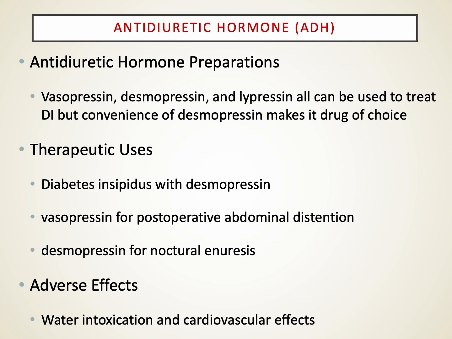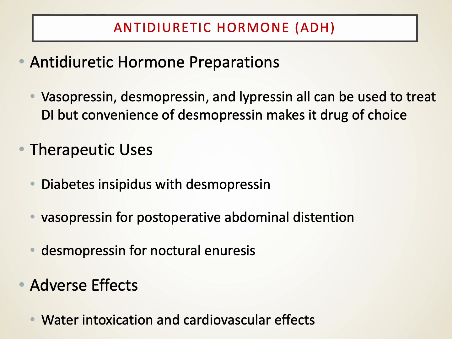So antidiuretic hormone itself, there are a number of preparations when it needs to get replaced. Vasopressin or desmopressin or lypressin all can be used to treat it. Desmopressin is probably the easiest to use because it's an inhaled form as well as other formulations as well. And there's a nasal inhaled form that's used for many cases of diabetes insipidus.